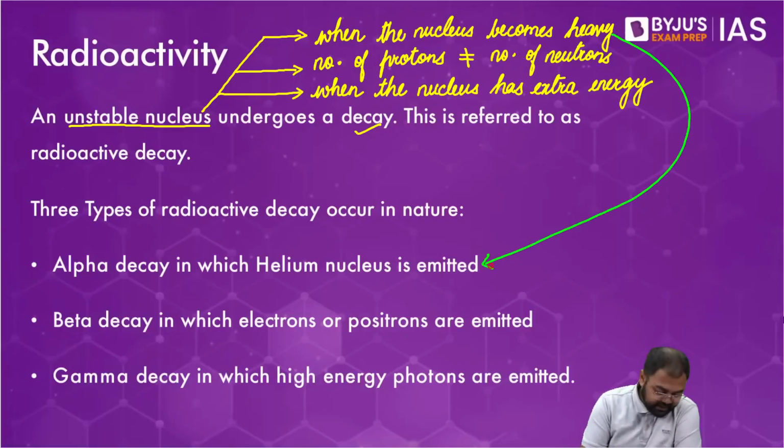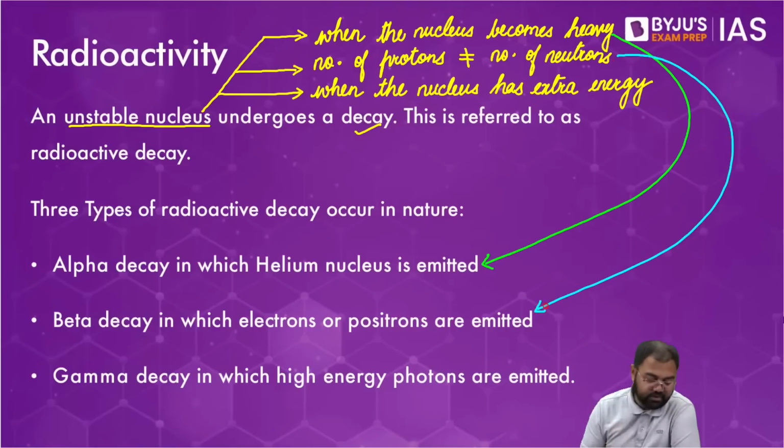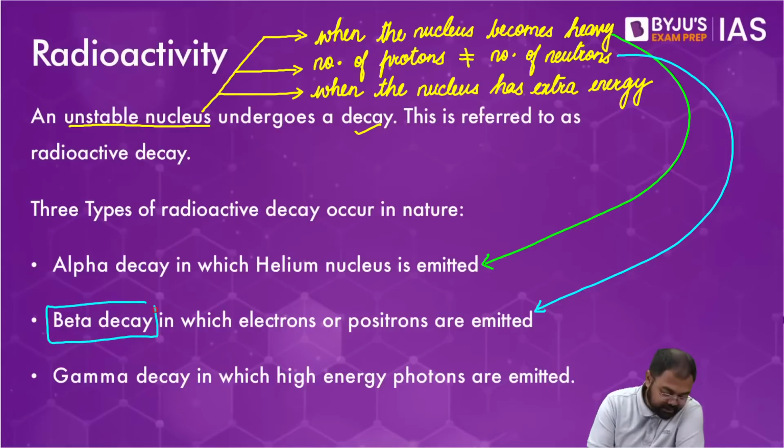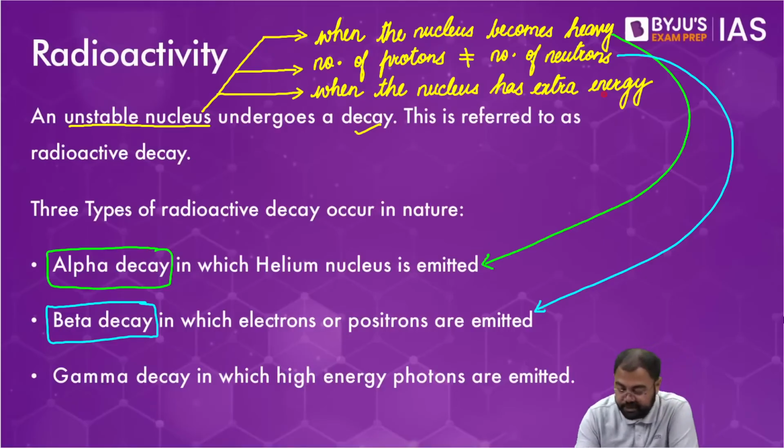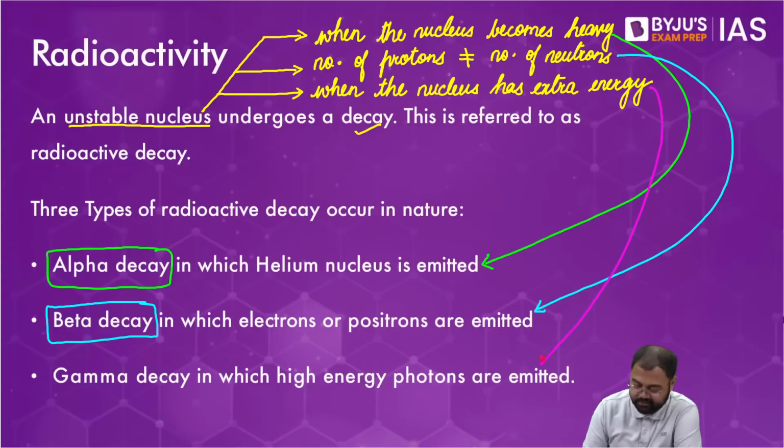Second is where the number of protons and neutrons are not equal. When the proton and neutron numbers are not equal, this is what is called beta decay. This is called beta decay, and this is called alpha decay. And the third one is when the nucleus has an extra amount of energy, and this is where we have something called gamma decay.